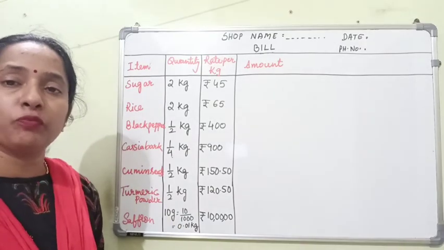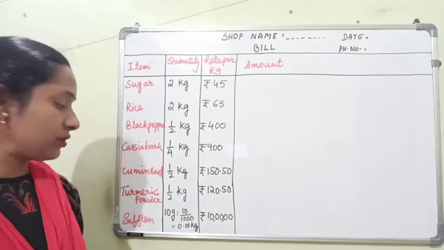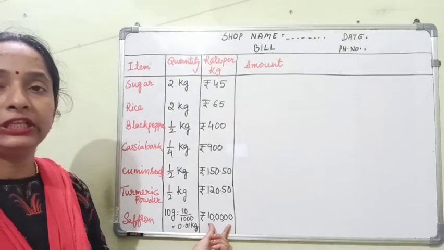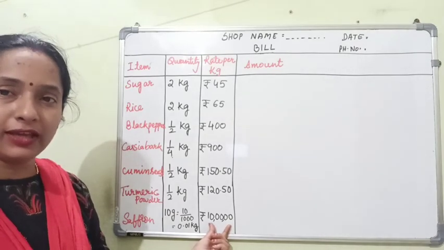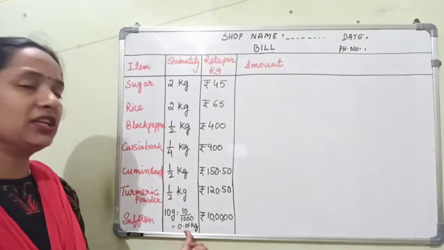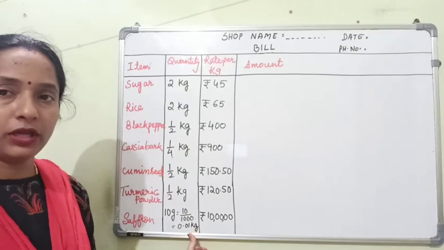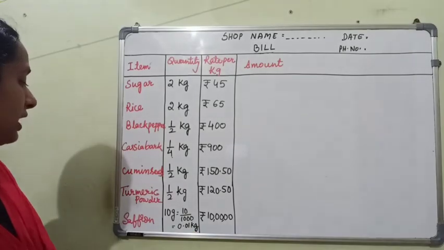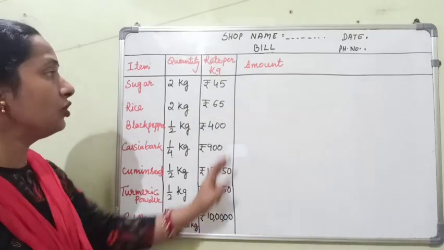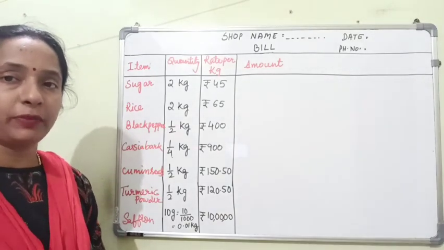Saffron is one of the most costliest spices in India, right? So 10 grams she has bought, because the cost per kilogram of saffron is 1 lakh rupees. Here she has purchased 10 grams. 10 grams means ultimately it is equal to 0.01 kilograms. Now let us see how to find the amount, how much she will pay for purchasing these items.